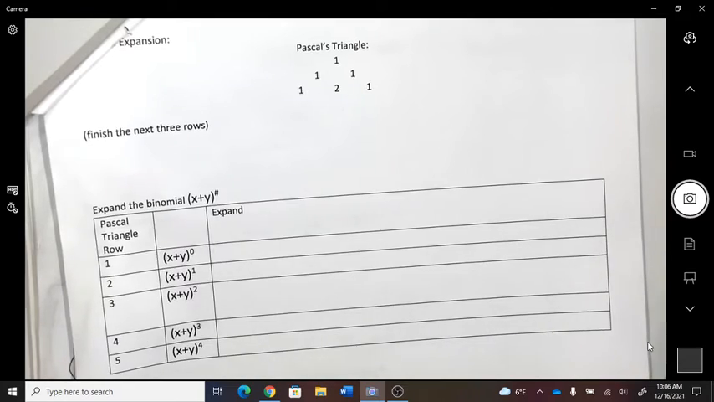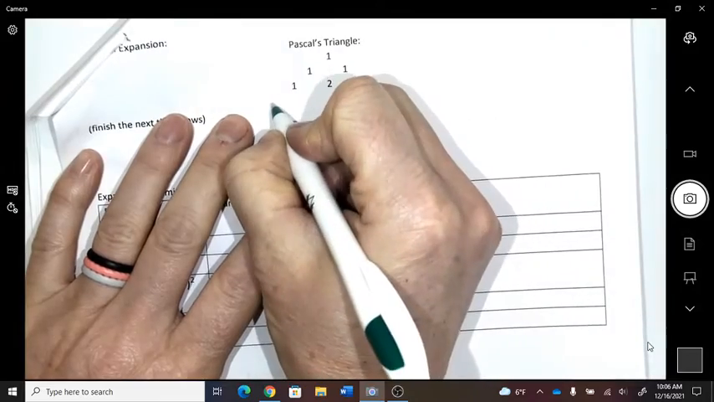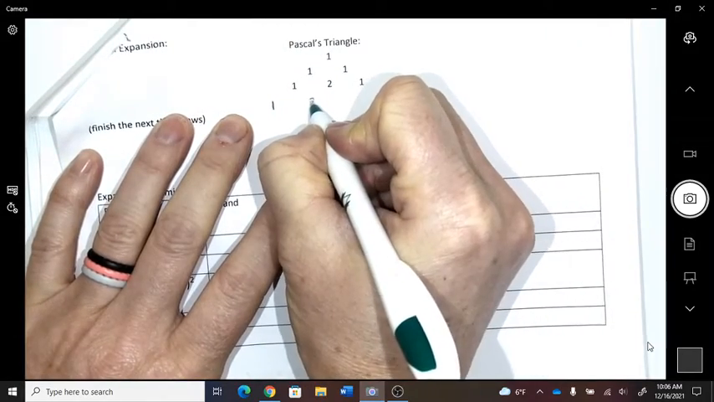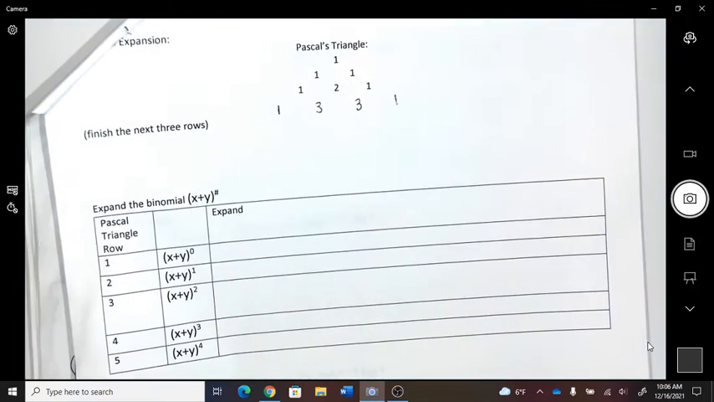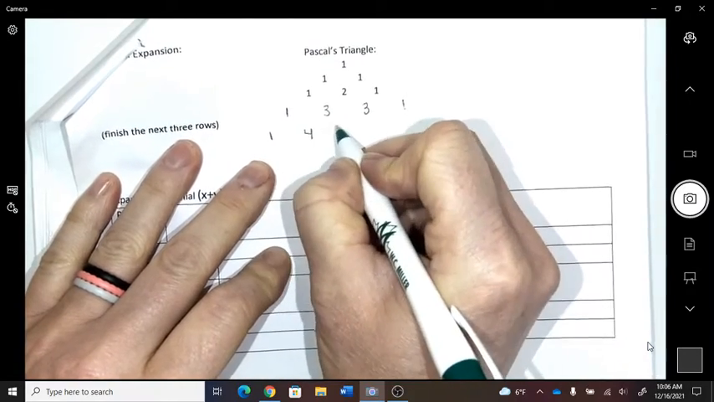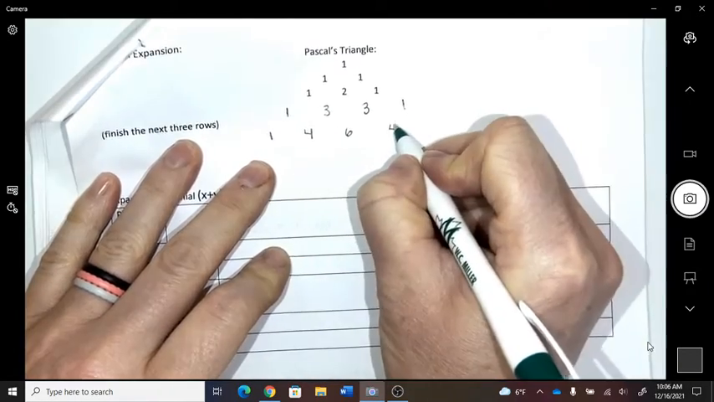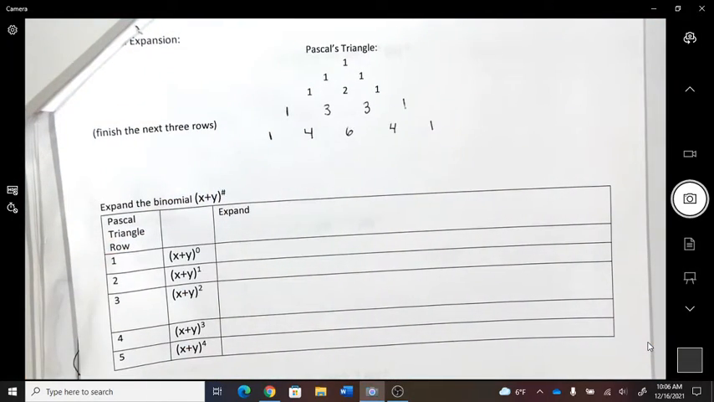So I'm going to give you the next row, and I'm going to see if you can figure out a pattern here. So the next row is going to be 1, 3, 3, 1. The next row would be 1, 4, 6, 4, 1. Do you have a pattern? Can you do the next row if you think you have the pattern?